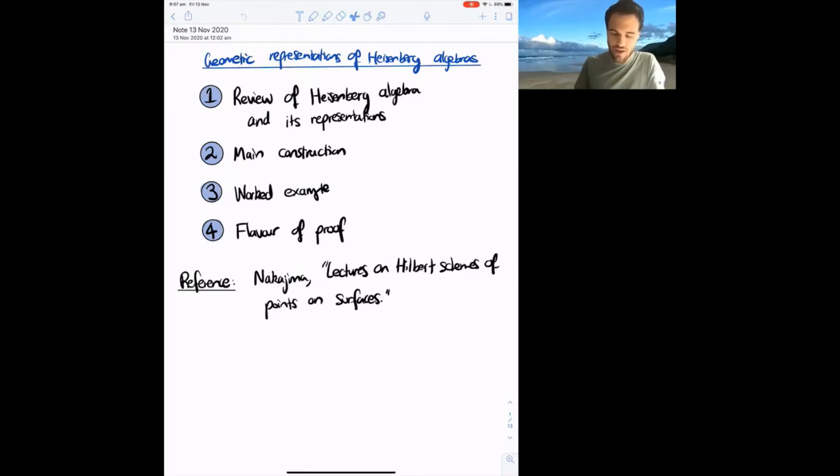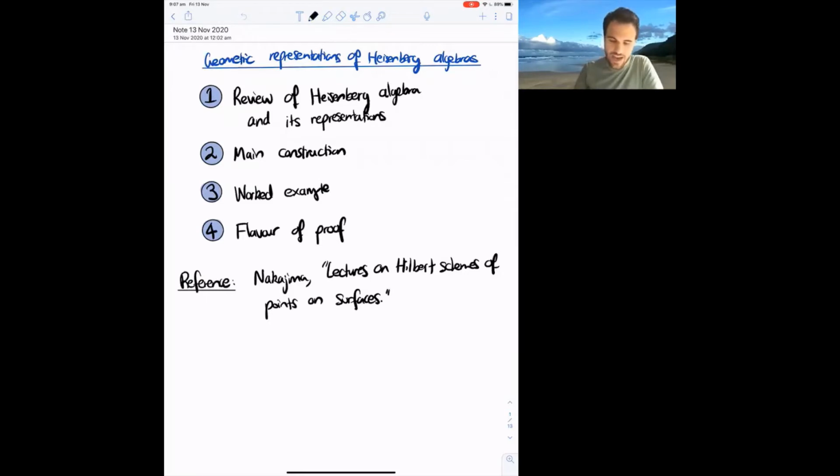First I thought I would review what the Heisenberg algebra is and the representations that we're interested in, because that was something Emily talked about two weeks ago. And then the rest of the talk will be about looking at Nakajima's description of these representations geometrically. I was confused by certain things in the text, but hopefully I won't confuse you when I'm trying to describe them. So we'll see how we go.